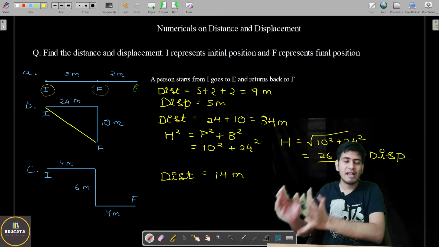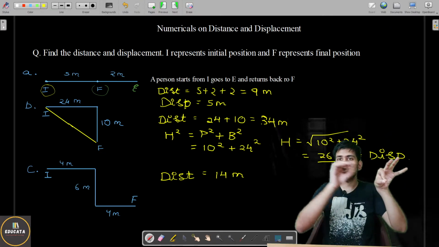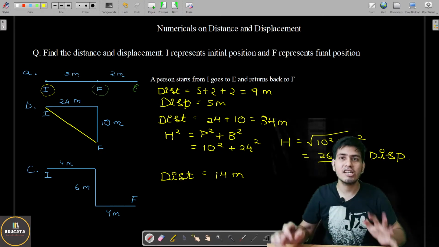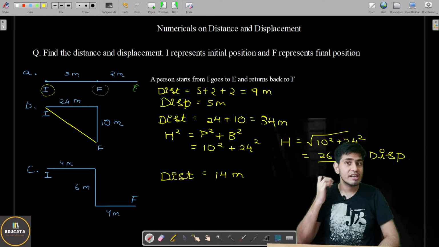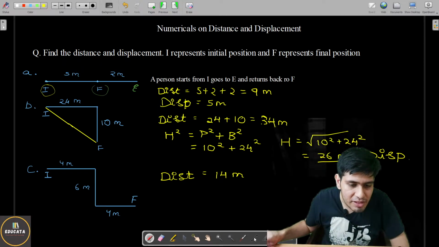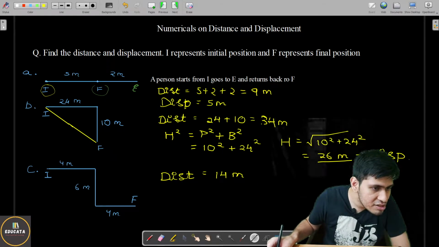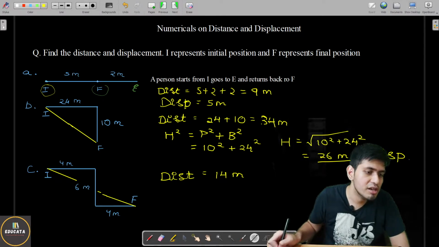The shortest path covered by the body, or a straight line path from initial position to the final position. It is a straight line path from initial position to the final position. How can we see the straight line path? We can do something. What can we do? We can simply construct a line from the initial position to the final position, and this will be a straight line path.